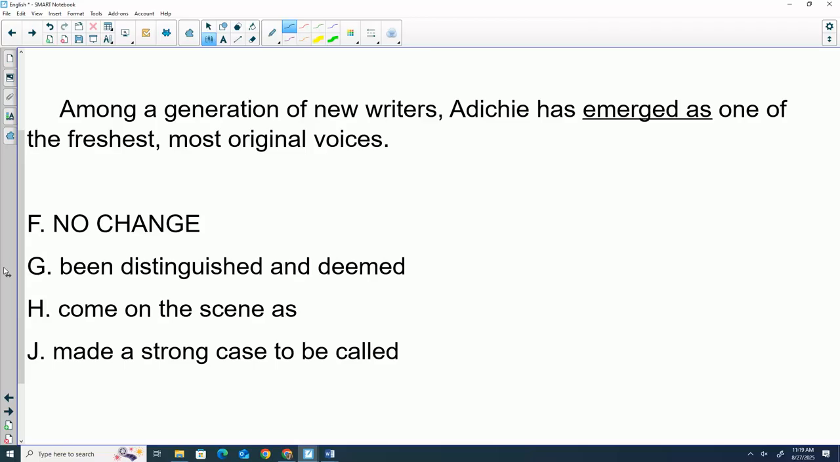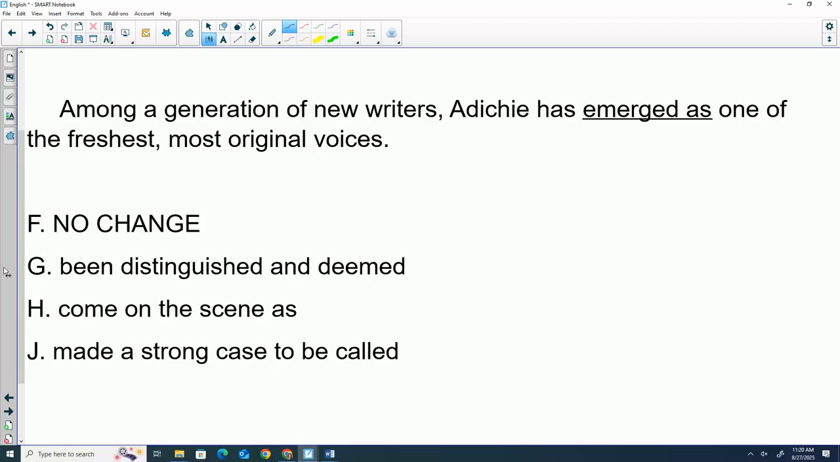Among a generation of new writers, Adichie has emerged as one of the freshest, most original voices. Okay, do you see anything obviously wrong with that? No. Okay, so no change still seems valid. If I look at my choices, it's not talking about punctuation, it's not talking about vocab, it's just talking about different ways to phrase the same thing. So let's try putting those different phrases in the underlined part and seeing if that makes sense.